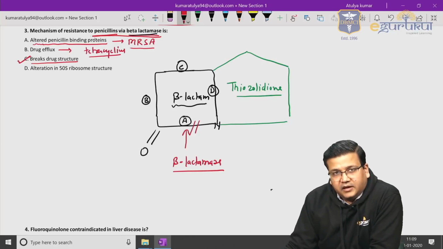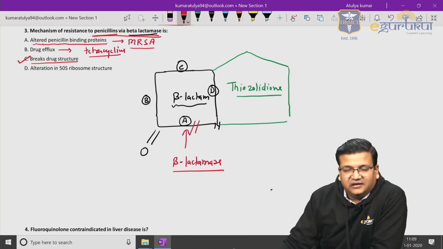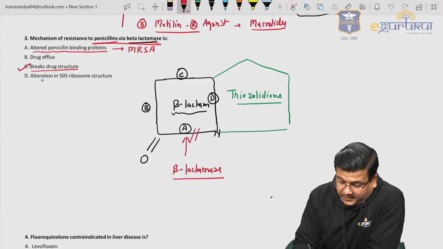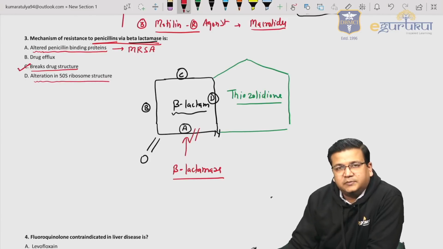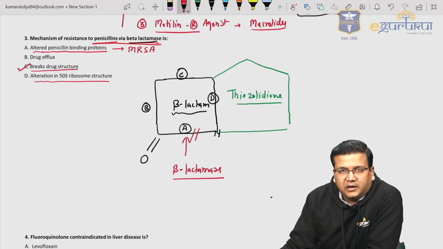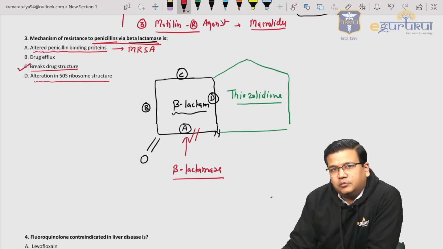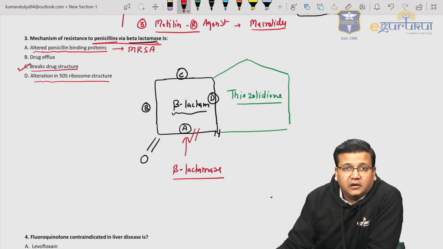Tetracycline, including tigecycline, drug efflux is the most important mechanism. Alteration in 50S ribosome structure could be responsible for resistance in antibiotics which are binding to 50S ribosome, like macrolides, like sometimes even chloramphenicol.